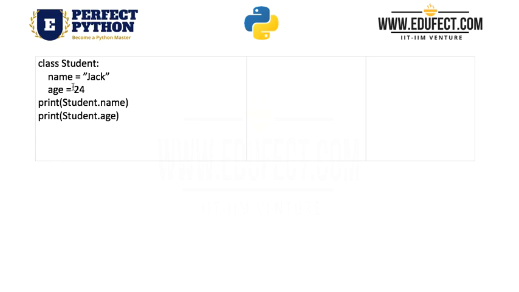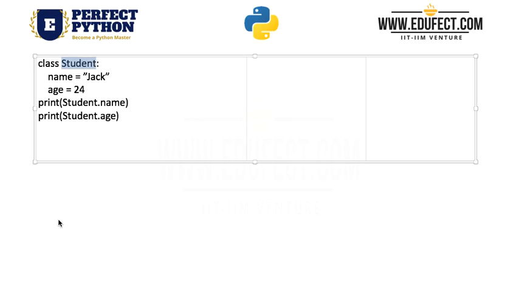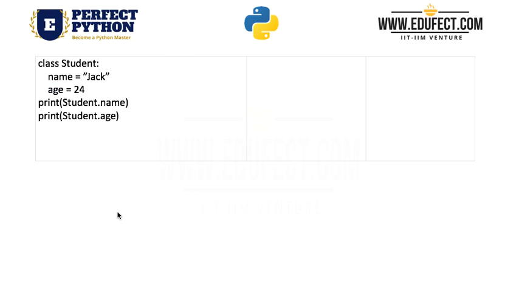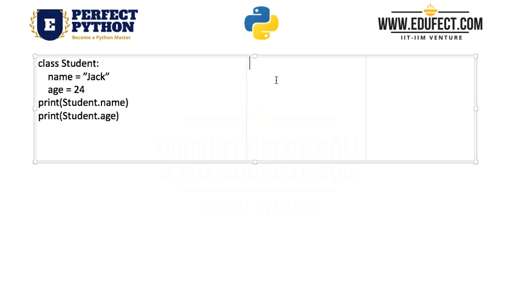Here we have declared a class named student, and this class has two attributes, name and age. And what we can do is print student.name and student.age. So this is a class with two attributes, name and age. And when we print them, what will get printed is Jack and the age of the student, which is 24.